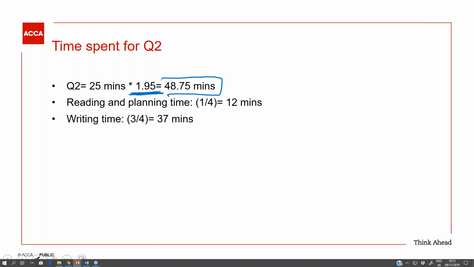Now we know that out of this total time, the reading and planning time has to be 1/4 and the writing time has to be 3/4. So from the 48 minutes approximately, you take 1/4 as your reading and planning time for question number two, which is 12 minutes. And then you have the writing time, and that writing time is 37 minutes, which is the 3/4 time.